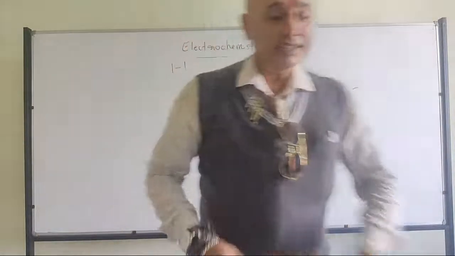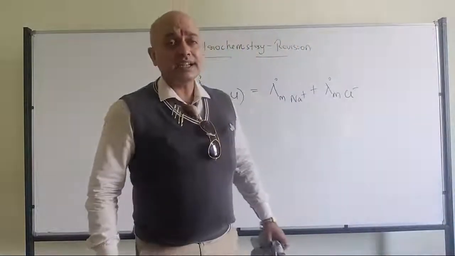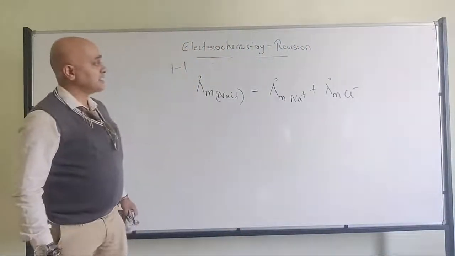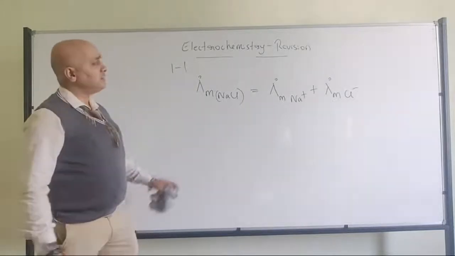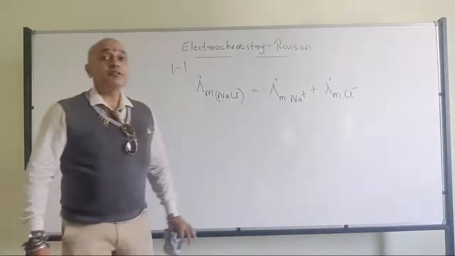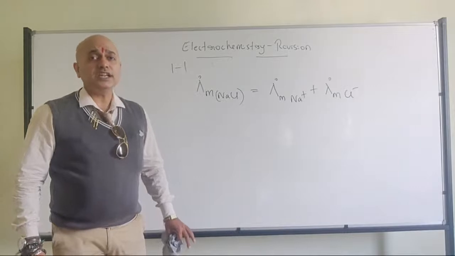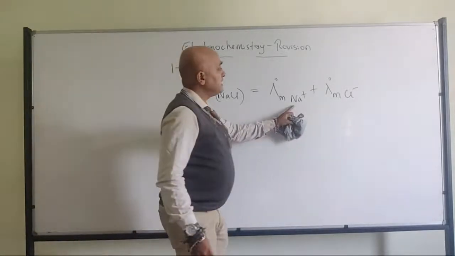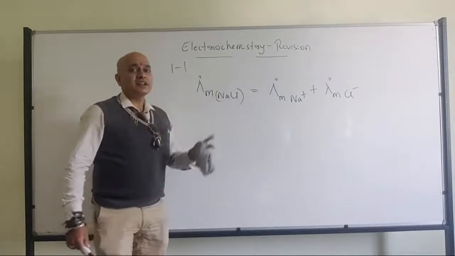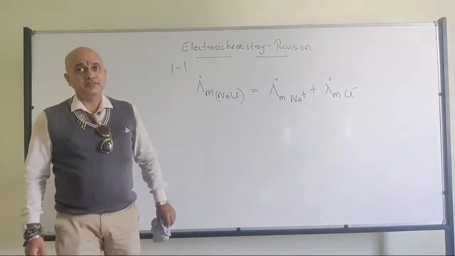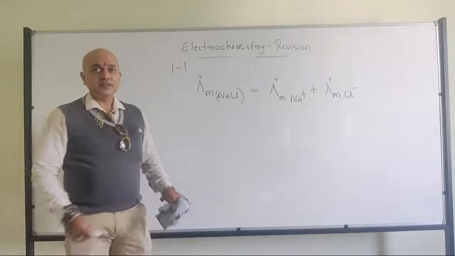So what it tells here is that the molar conductivity or limiting molar conductivity of a 1-to-1 salt, or any electrolyte if we take, will be the combination or individual contribution of each of those ions which will be produced by this particular electrolyte. All of you have understood?